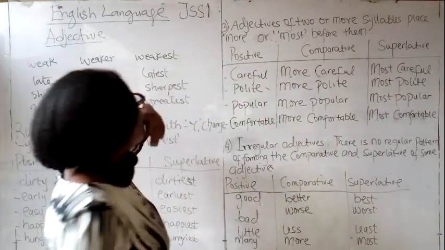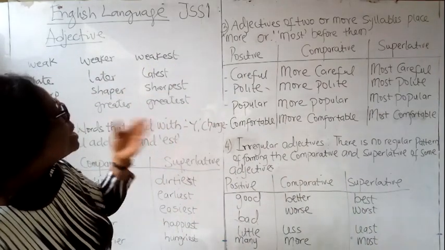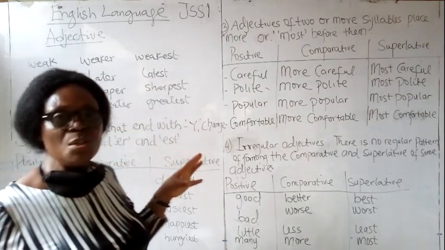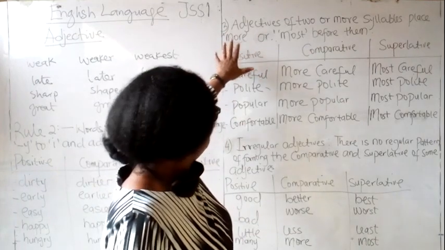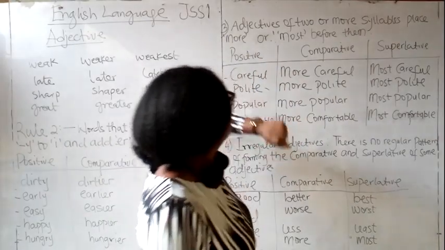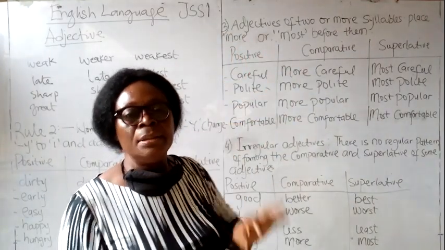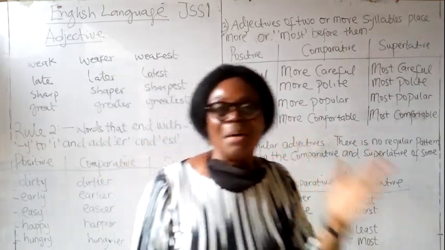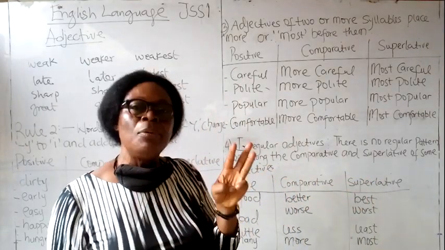Then over here we'll have other examples too. These examples have to take care of some adjectives that will take both. We'll have examples that involve more than one syllable, like adjectives of two-syllable words.